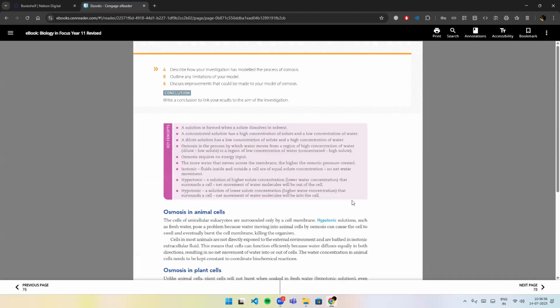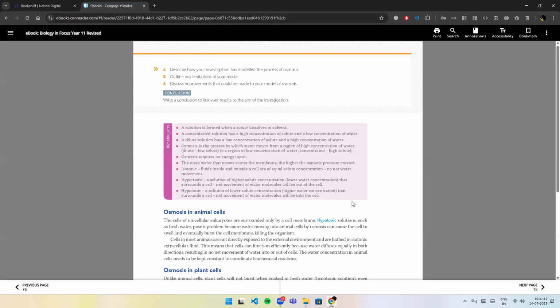Describe how your investigation has modeled the process of osmosis. Outline any limitations of your model. Discuss improvements that could be made to your model of osmosis. Conclusion: write a conclusion to link your results to the aim of the investigation.